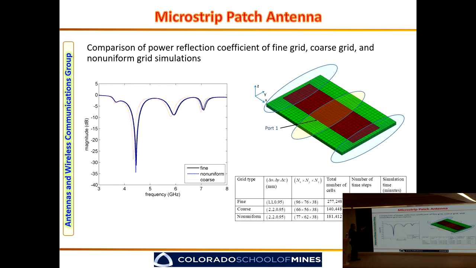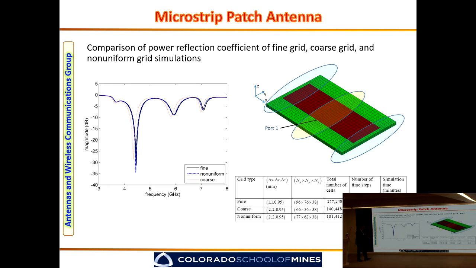Here is one example. You can see the circled area is having fine grid. All other area is coarser grid. And you can see the non-uniform grid, which is the blue, and the very fine grid, which is black, almost on top of each other. And if you use a coarse grid, you are going to have a shift in frequency in this simple configuration.